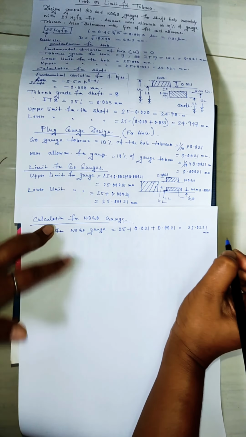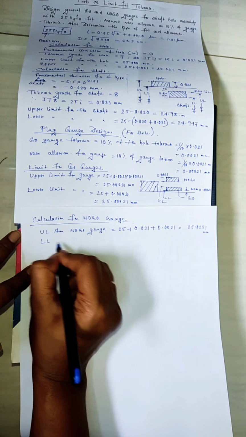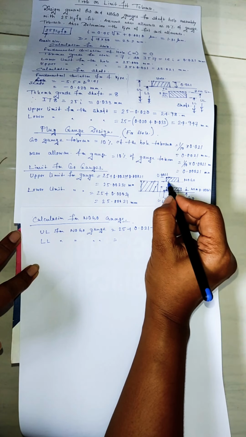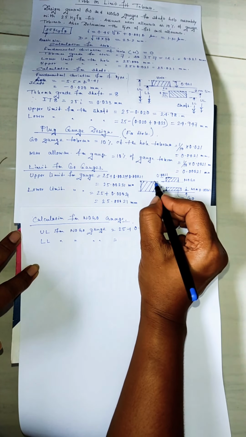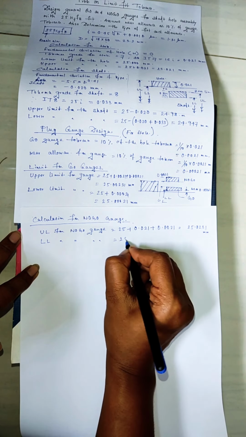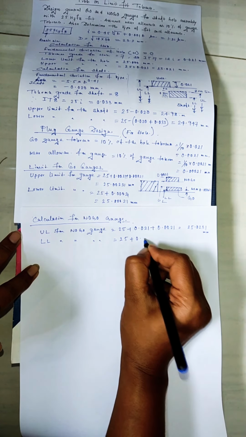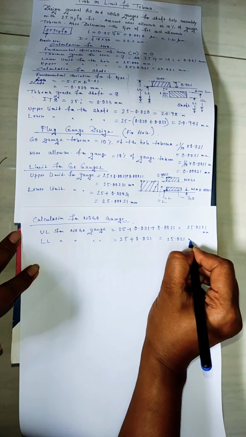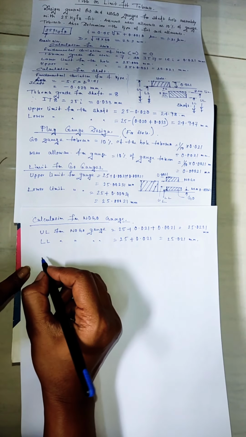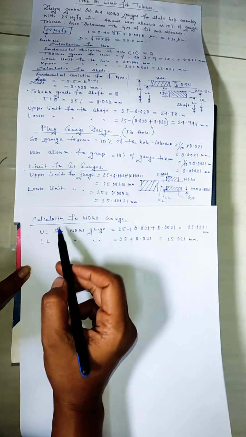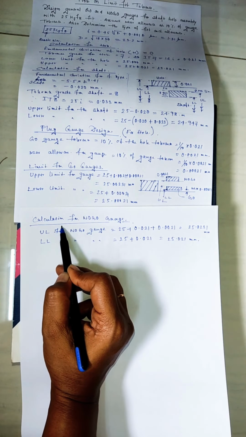So from that, 25.0231 millimeter, right? So the lower limit for no go gauge is this. So basic size plus work tolerance, or hole tolerance actually. So basic size is 25 plus 0.021, that is equal to 25.021 millimeter. So this is the limit for the go gauge, and this is the limit for the no go gauge. Next we calculate the ring gauge.